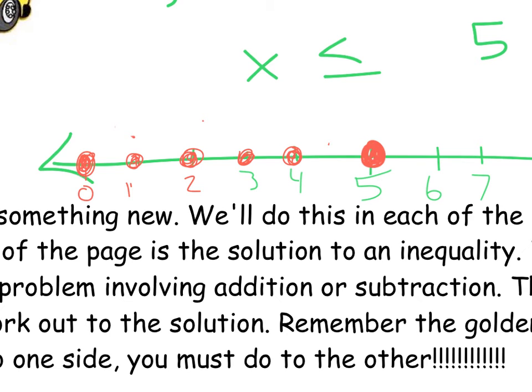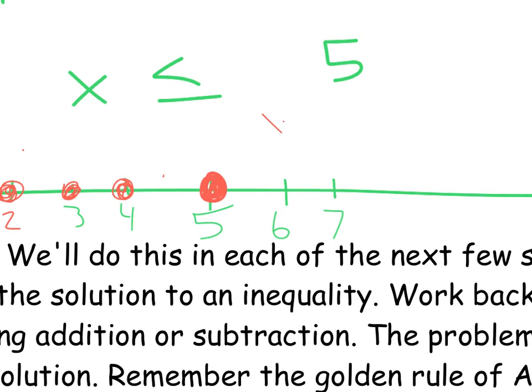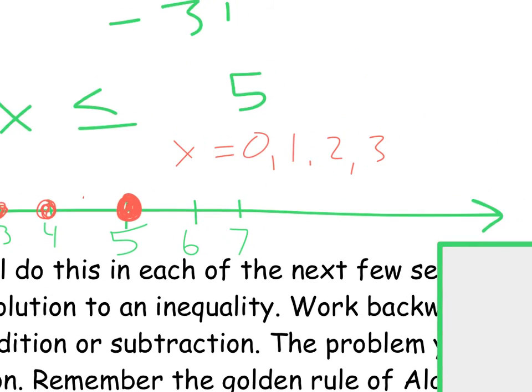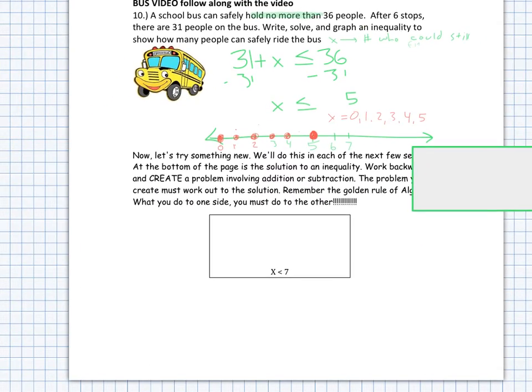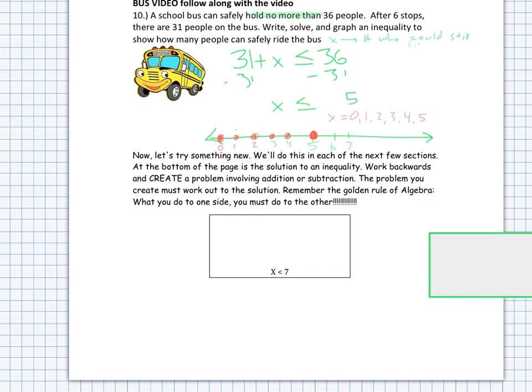This is where it stops, though, because if you think about it logically within the context of the problem, you wouldn't put a negative person on the bus. Okay? So this graph now shows all the solutions. So x equals, on this one, 0, 1, 2, 3, 4, and 5. Okay? All right.